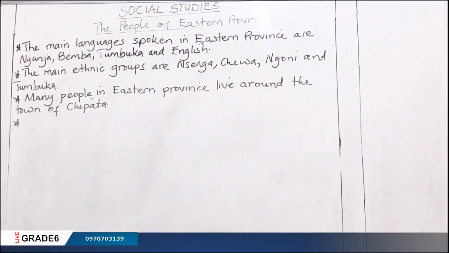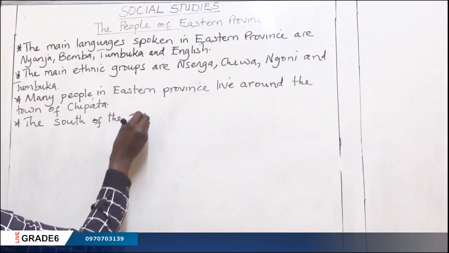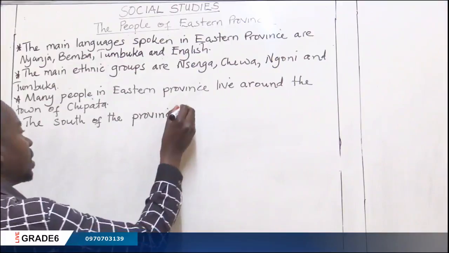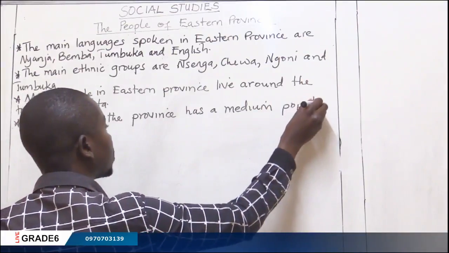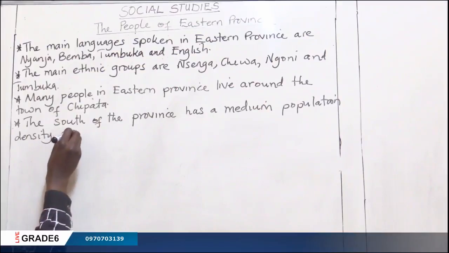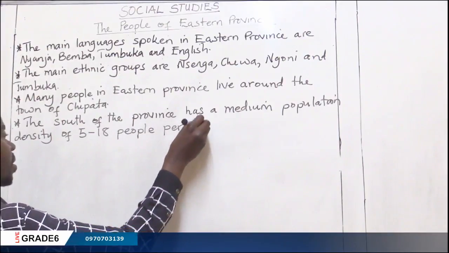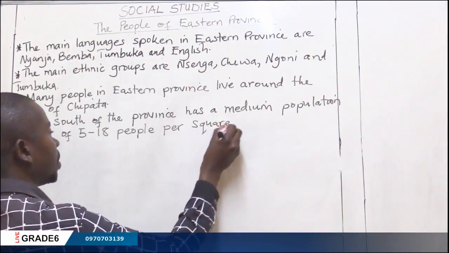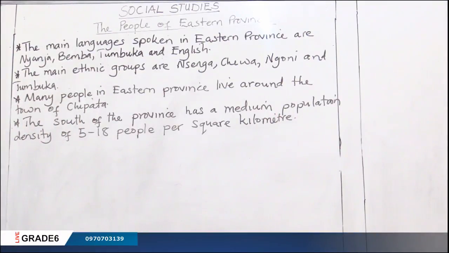Okay, the south of the province has a medium population density of 5 to 18 people per square kilometer.